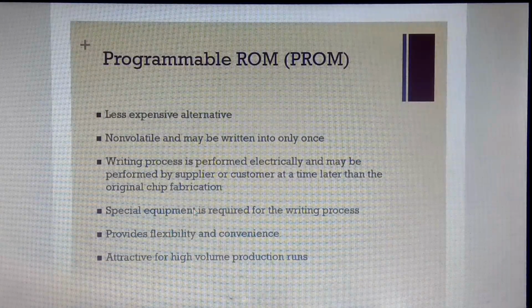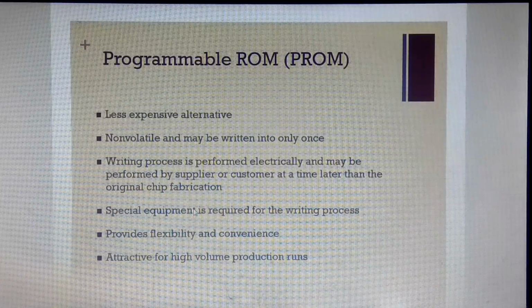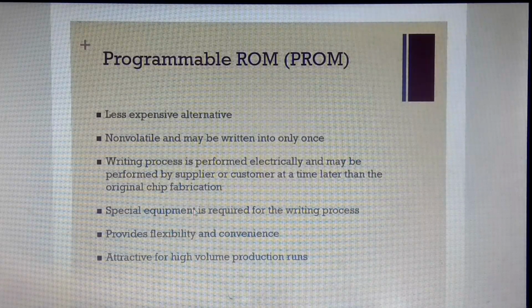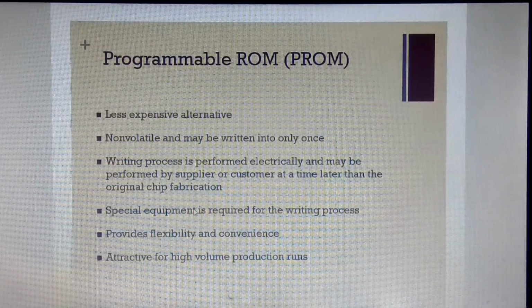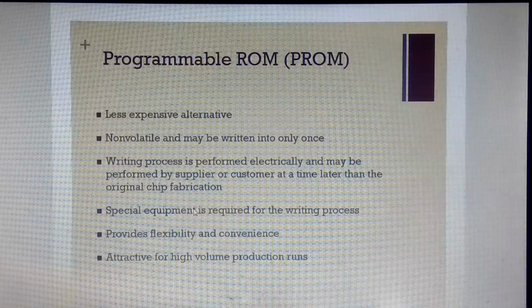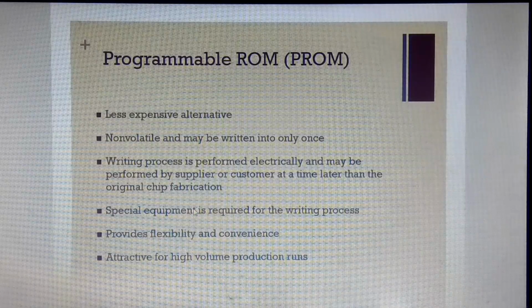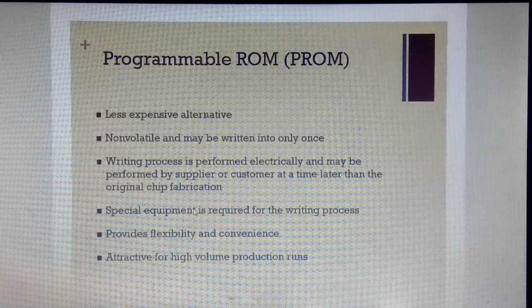Next, I will talk about the programmable ROM. It's a less expensive alternative compared to the ROM. It's non-volatile and may be written into only once. The writing process is performed electrically and may be performed by suppliers or customers at a time later than the original chip fabrication. However, writing into the programmable ROM requires special equipment, and programmable ROM provides flexibility and convenience and is attractive for high volume production runs.